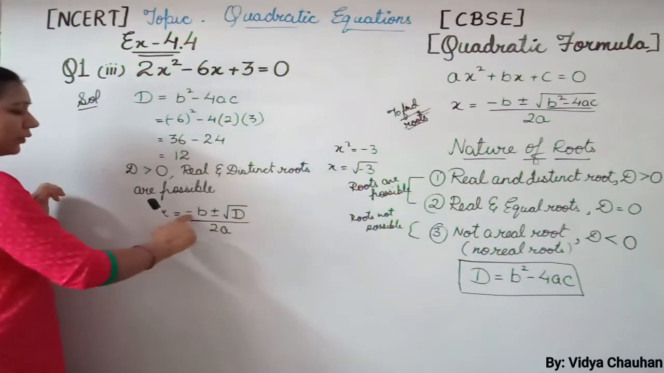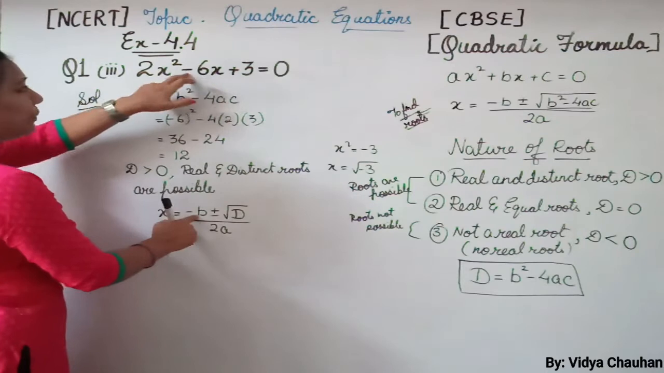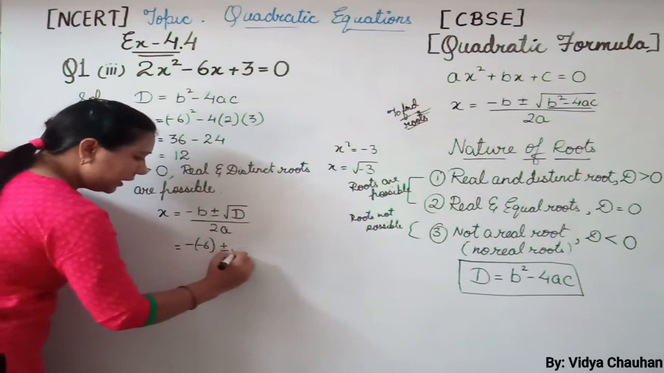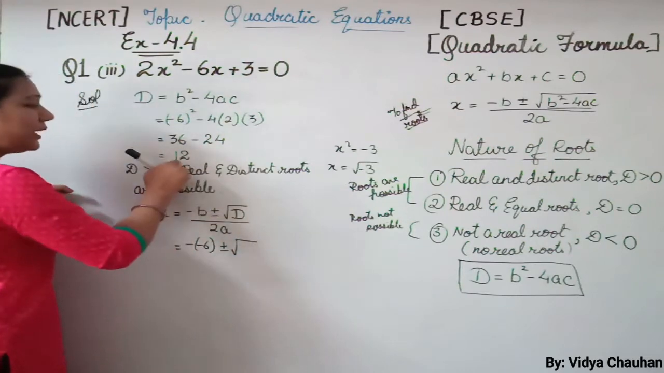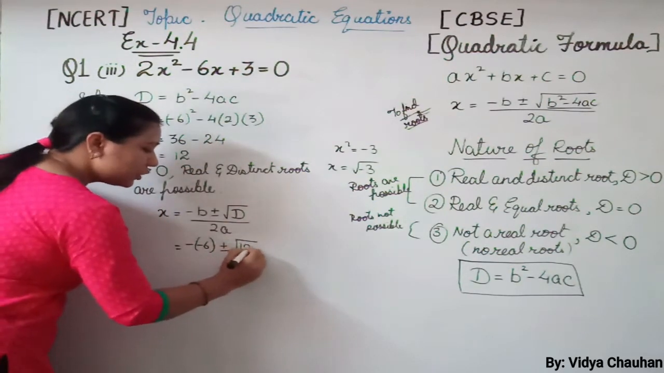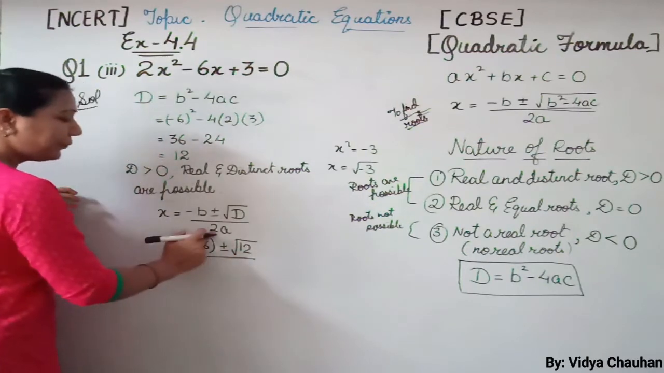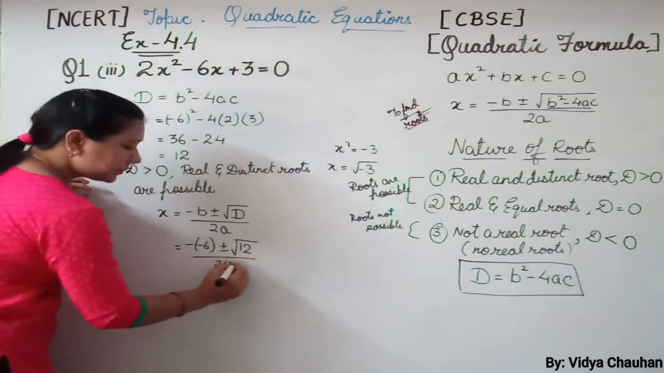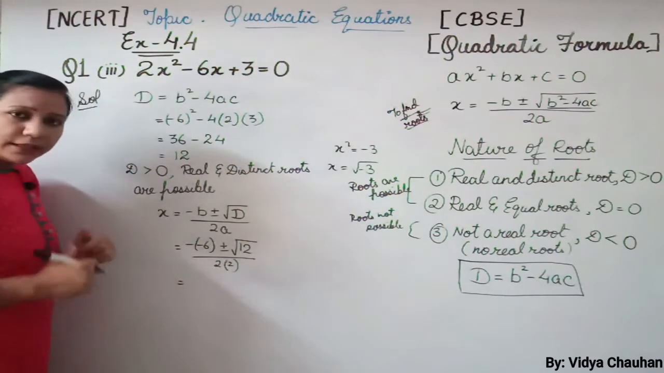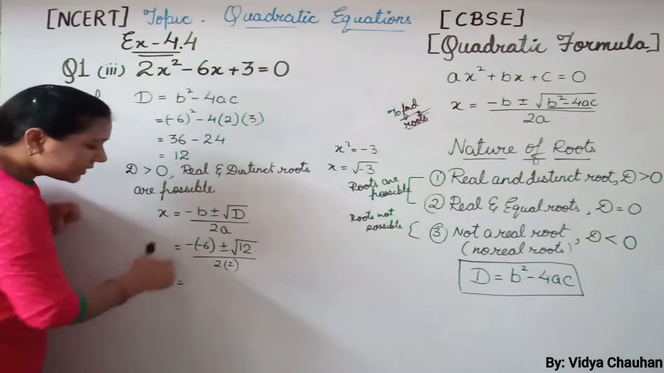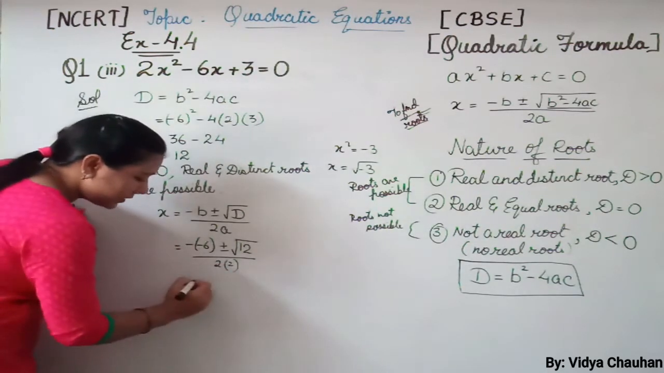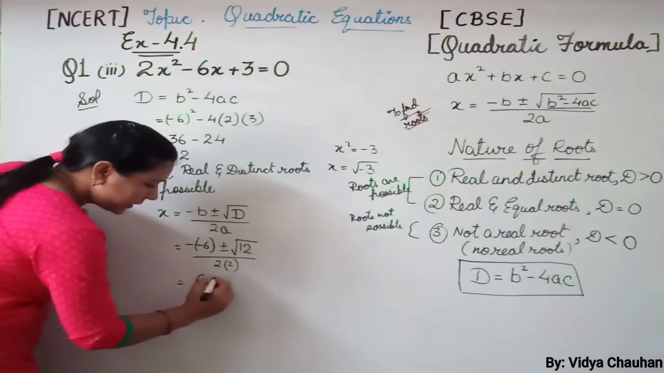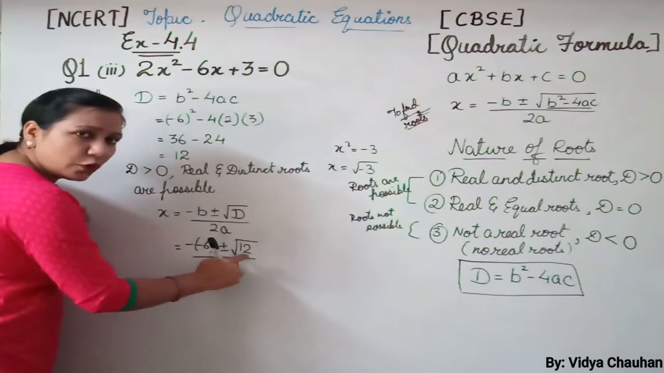Let us put the values now. Minus, what is the value of b? Again minus 6. So it is minus of minus 6 plus minus square root. What is the value of D, which we have already solved? It is 12. Discriminant is equal to 12. Now 2 multiplied by a, that is 2. Done? It is clear now. Moving forward, let us solve. Minus into minus becomes plus, so it is 6 plus minus. Let us find the root of 12.